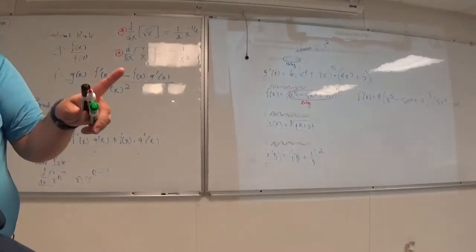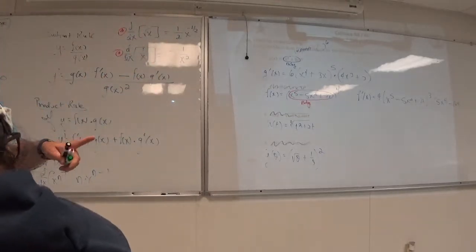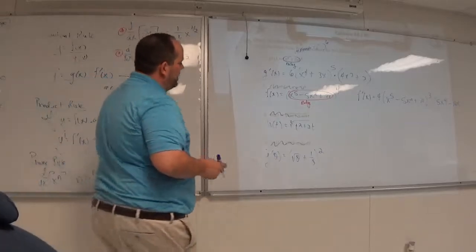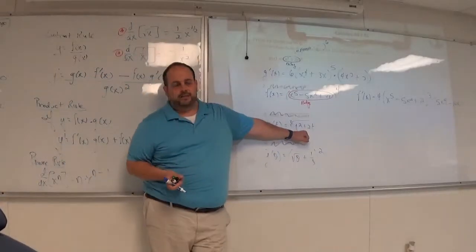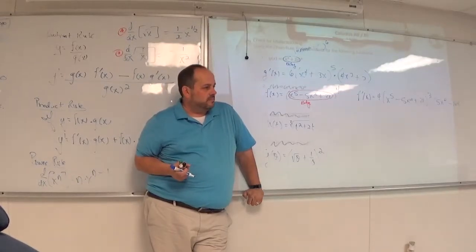Okay, how many guys get the second one? Oh no. Okay, we're in a good place. Now, let's put it together on this one: the cubed root of t squared plus 2t.